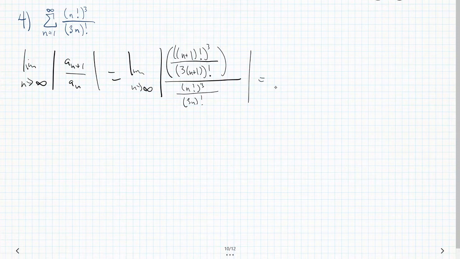Taking the absolute value. The absolute value is really not necessary since everything's positive here. But we can take this limit as n goes to infinity. Now let's try and group things together, and we're going to multiply by the reciprocal of the denominator. So first things first, as I said, we can drop the absolute value at this point.